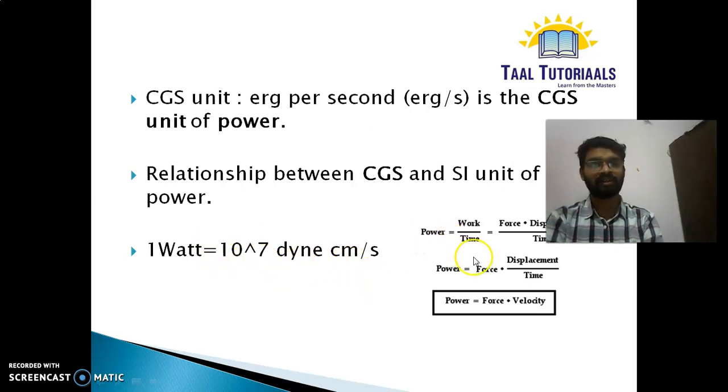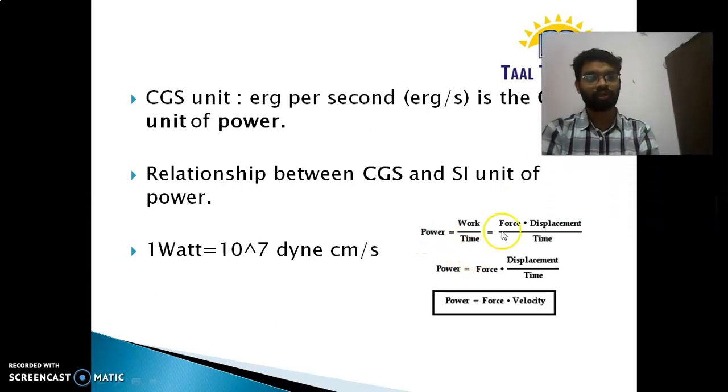So basically here I have given you what is power. Power is work by time, that is force into displacement by time, where we can also write force into velocity, because displacement by time is velocity as we have studied in class 9.